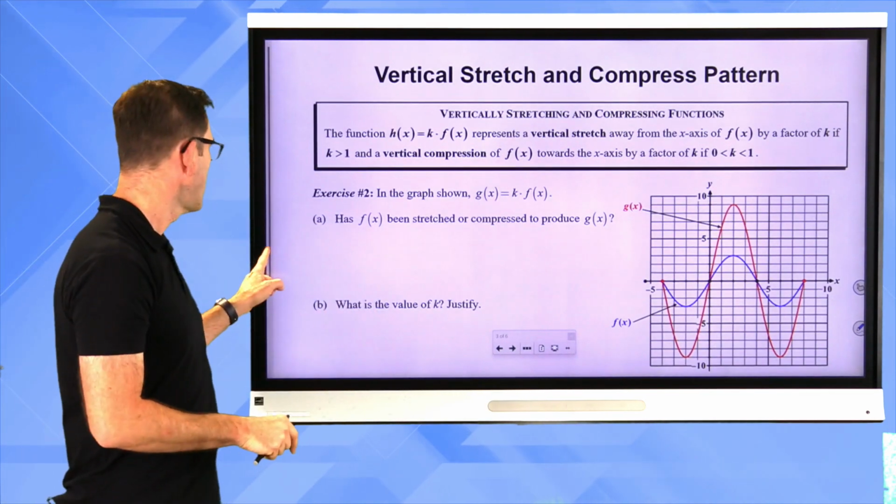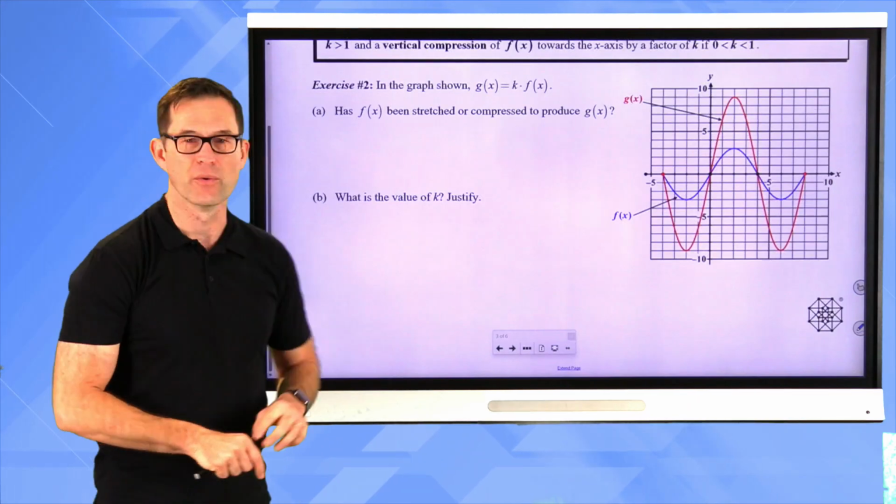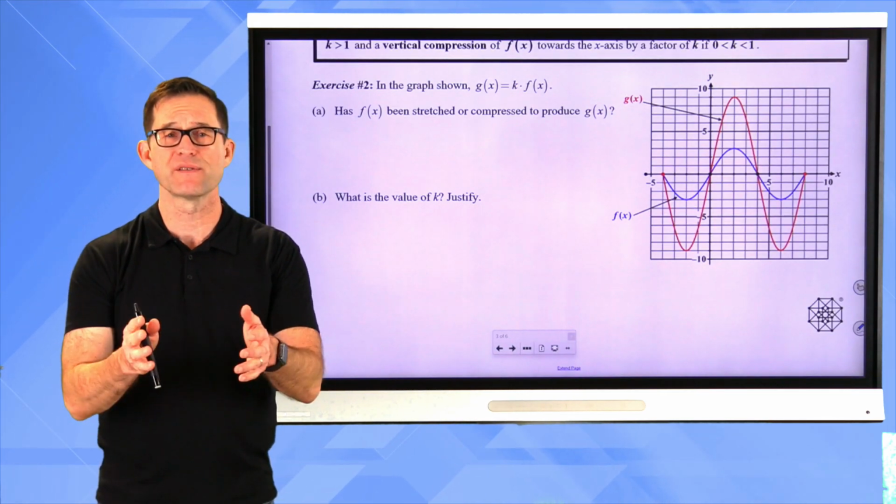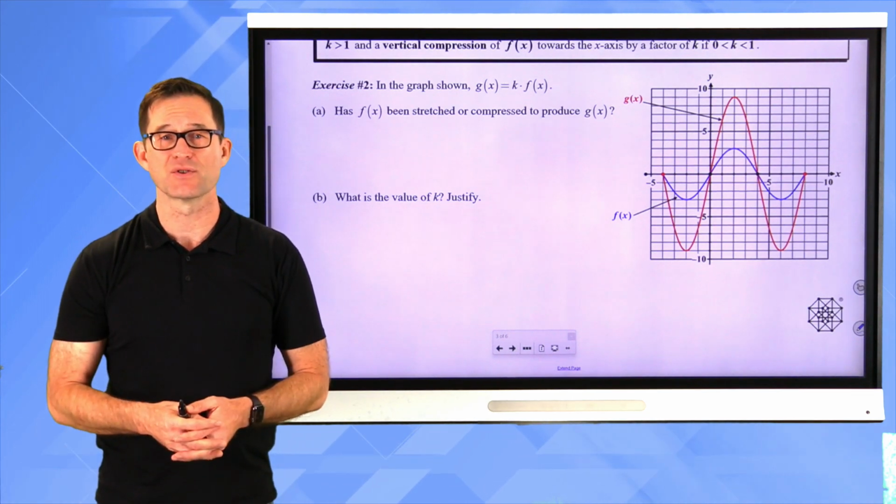Let's take a look at more of this in exercise number 2. In the graph shown, g of x equals k times f of x. Letter A. Has f of x been stretched or compressed to produce the graph of g of x? All right, this should be simple enough. Pause the video now and answer that question.